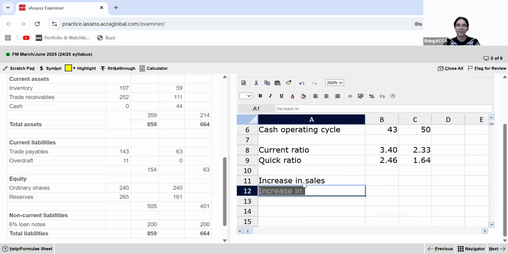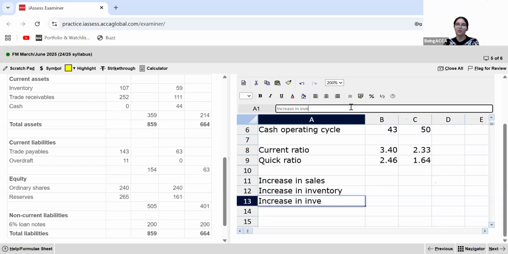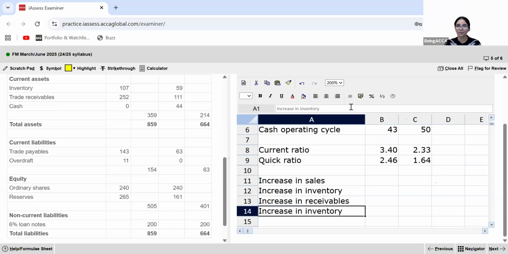What I can do is copy "increase in" and then keep pasting that everywhere. Increase in, number one, my inventory. Then I can talk about increase in receivables. A lot of the copy-pasting functionalities are yet to work in the new practice platform. I hope that ACCA resolves this quickly. A lot of students do keep complaining about the new practice platform and how they're not liking it very much. And then we can also talk about increase in our net working capital.